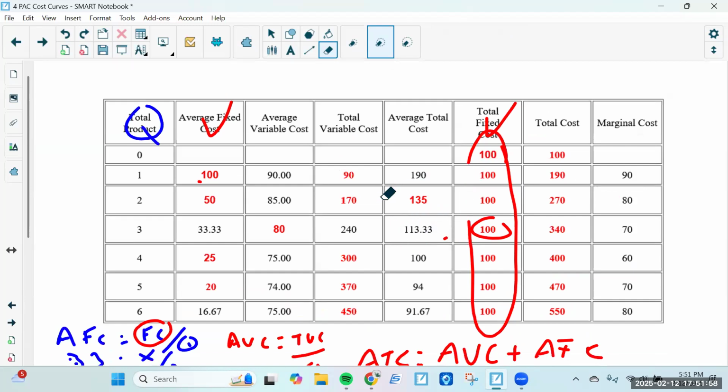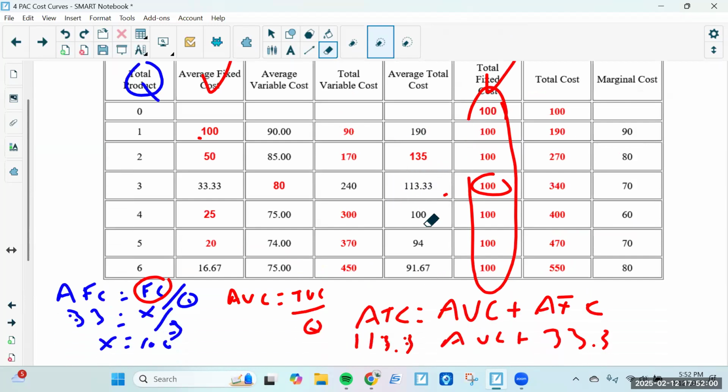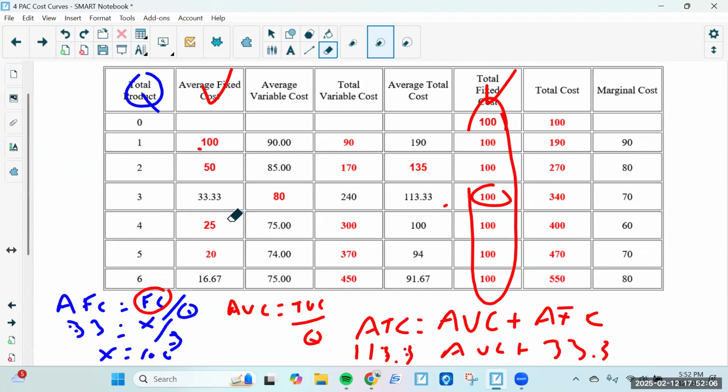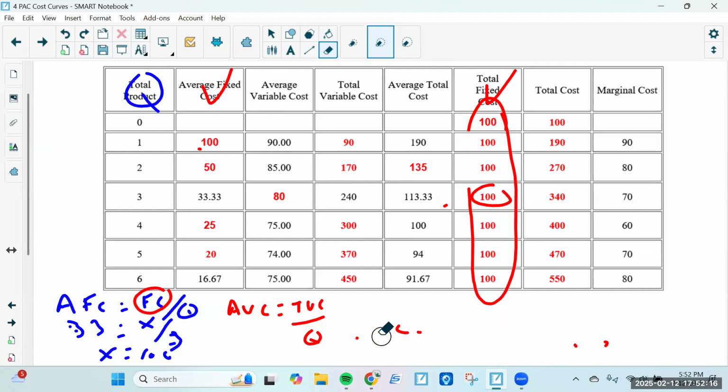Okay, so next is average total cost. Well, I just did average total cost. I just calculated this here. Average total cost. Well, no, I didn't. I did total variable cost. Okay. No, I didn't. I've done average variable cost. Okay, total variable cost. All right, total variable cost.